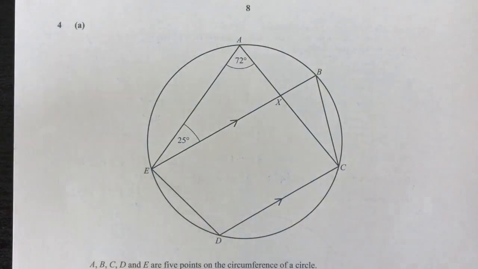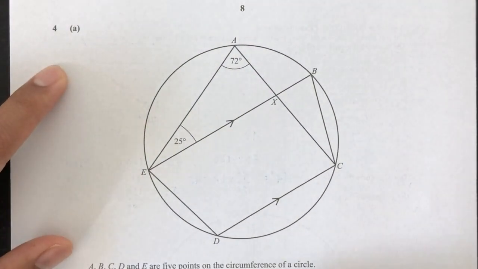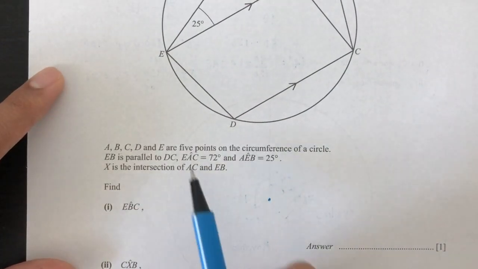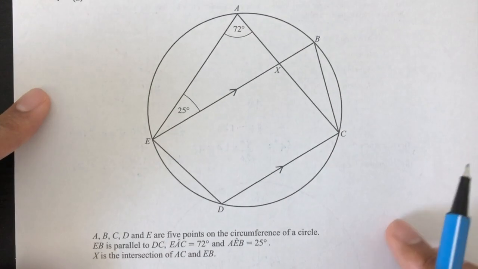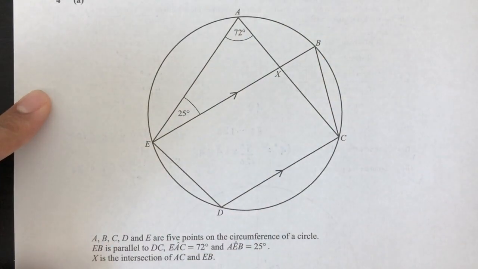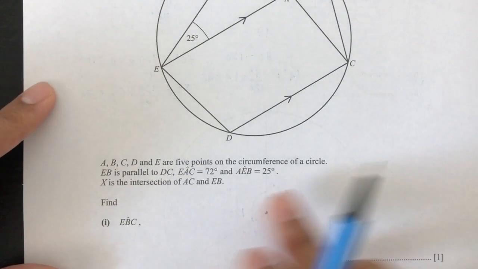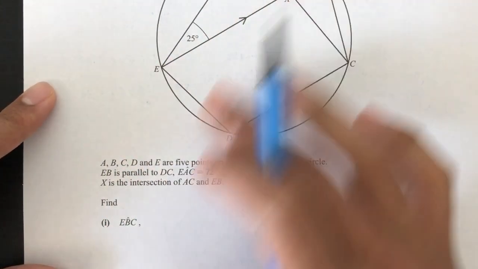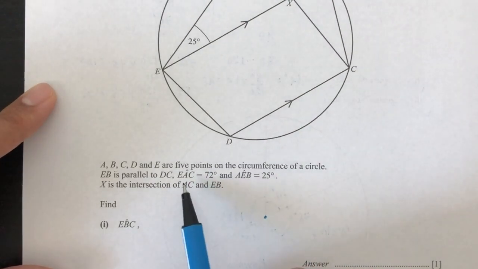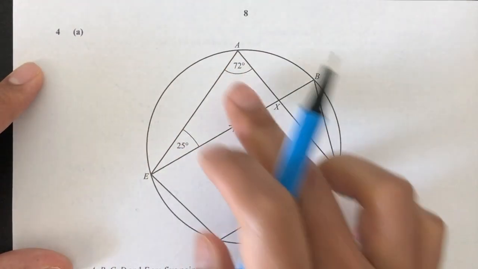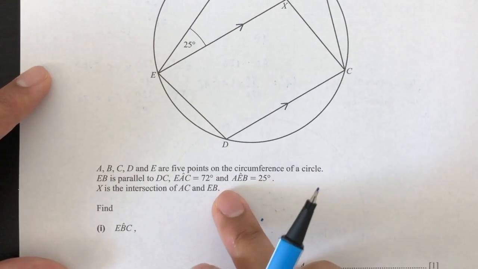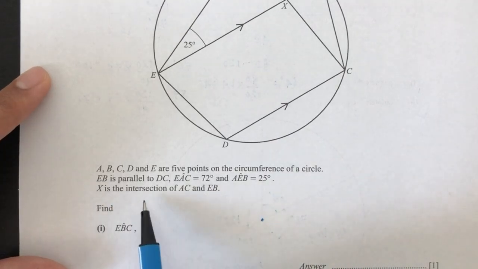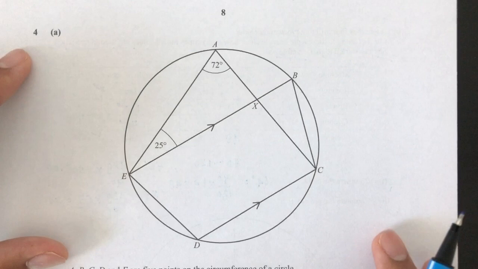Let's move on to question number 4. We have part A. We have this big circle here, and A, B, C, D, E are 5 points on the circumference of the circle. It means that these points are on the circle. Now we have EB is parallel to DC, so this one is in the same direction as this one. Now the angle EAC is 72, and angle AEB is 25. So this is 25. X is the intersection of AC and EB. So that's the point X.